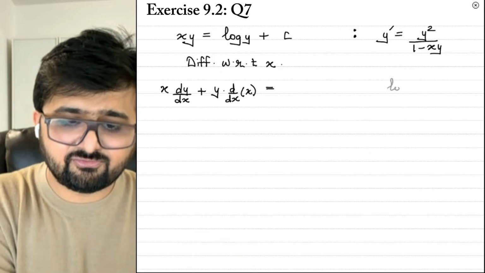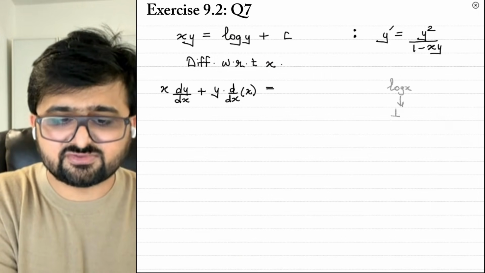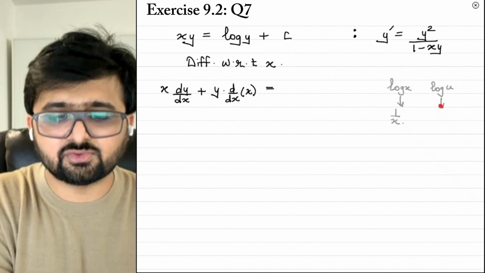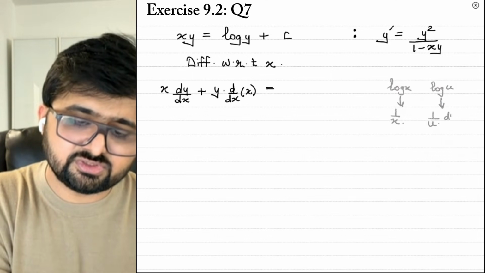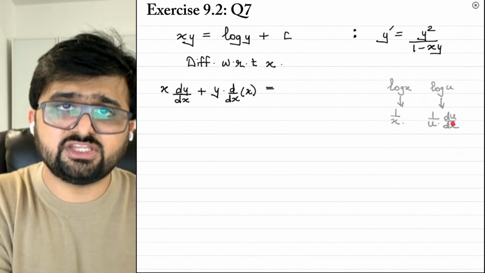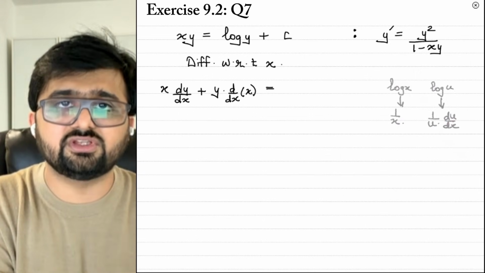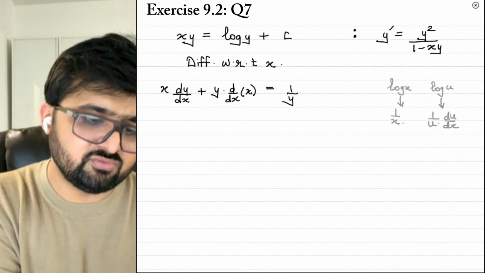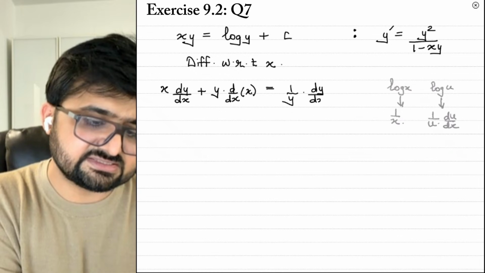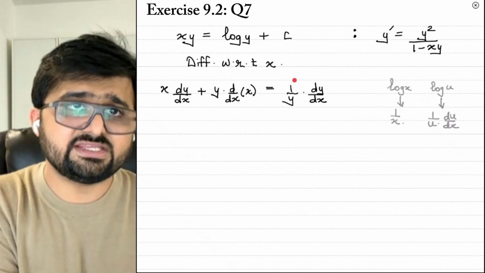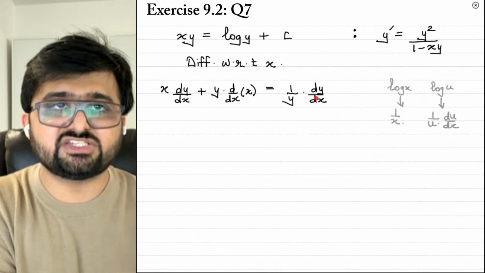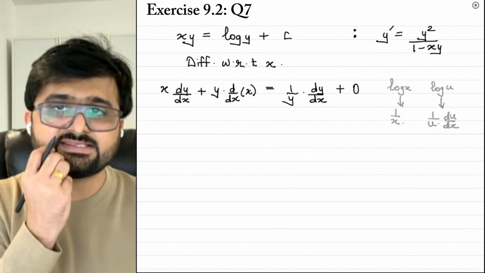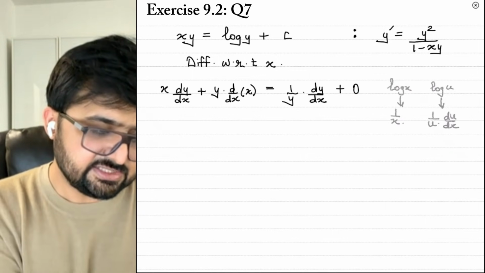We know that the derivative of log x with respect to x is 1 over x. If it is log u, so if instead of x there is u, it is 1 over u du by dx. That's the chain rule in derivatives. So in this case, the derivative of log y is 1 over y into dy by dx by chain rule, plus the derivative of that arbitrary constant c is 0. I hope that makes sense.